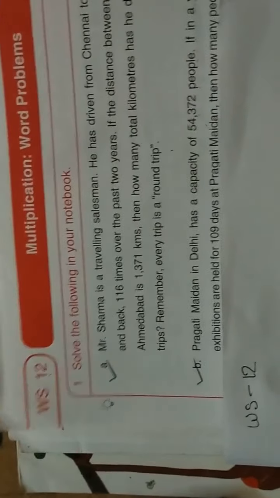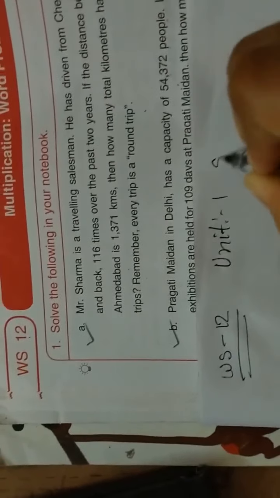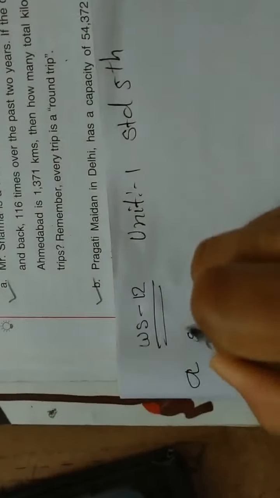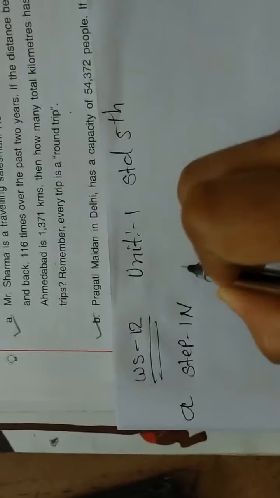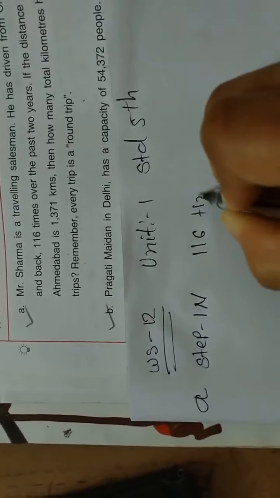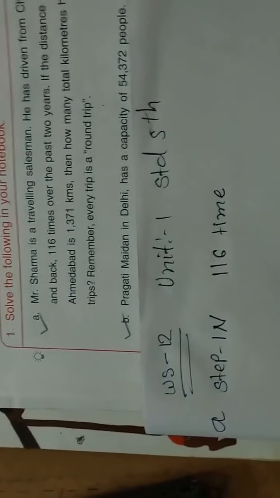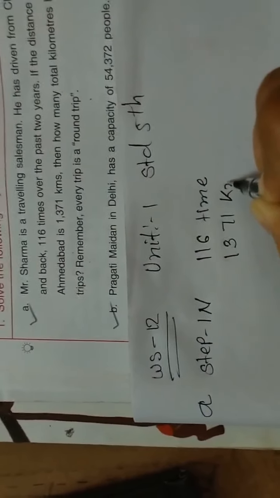So students, first of all we have to write here worksheet number 12, unit number 1, standard 5th. Question 1: we have to find the numbers. Step number 1, find the numbers. So the numbers are 116 times and 1371 kilometers.